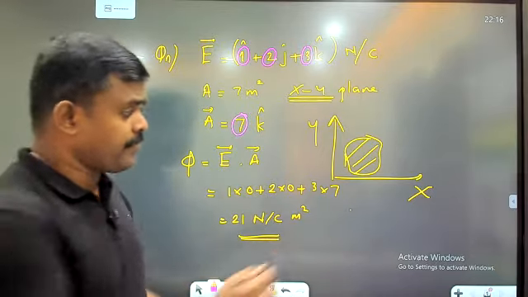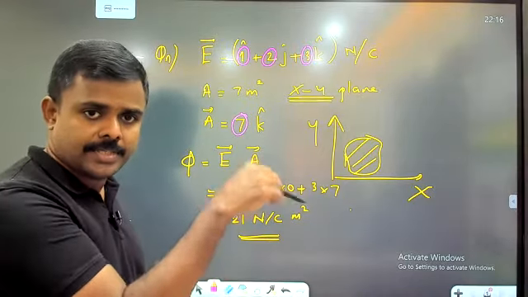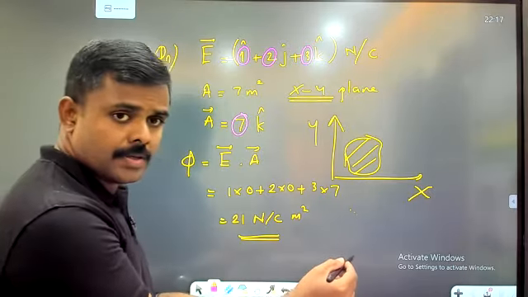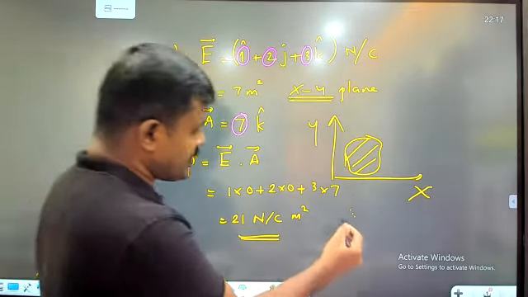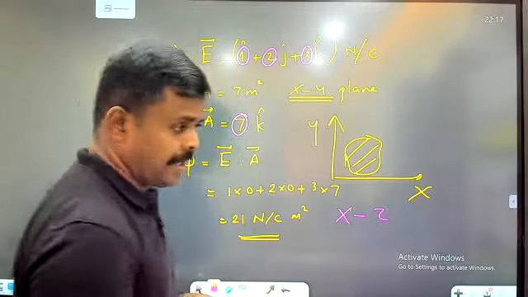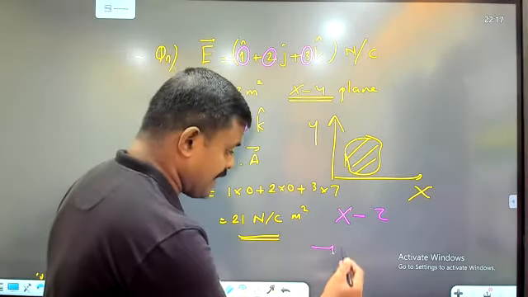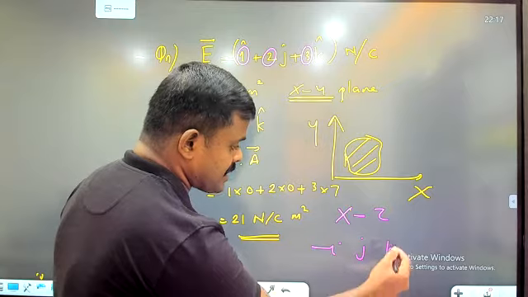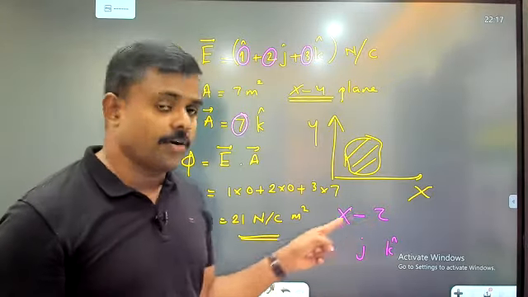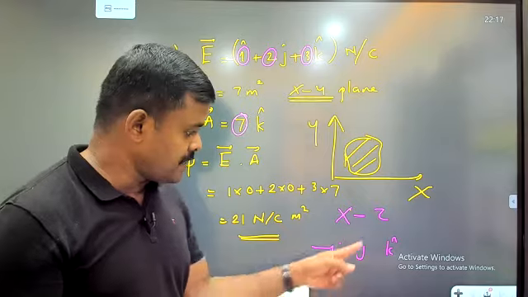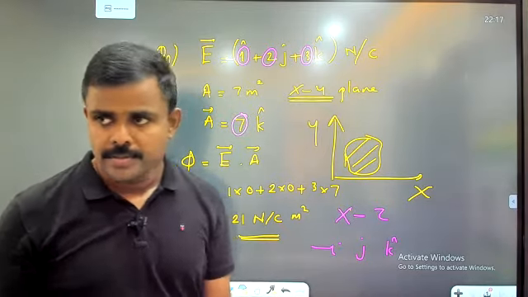For a different plane, if it is in XZ plane, tell me, who is missing here? Y. X-axis is I cap, y-axis is j cap, z-axis is k cap. It is in which plane now? XZ plane. XZ plane means the perpendicular one is y. Y is j cap. So I have to put j cap.